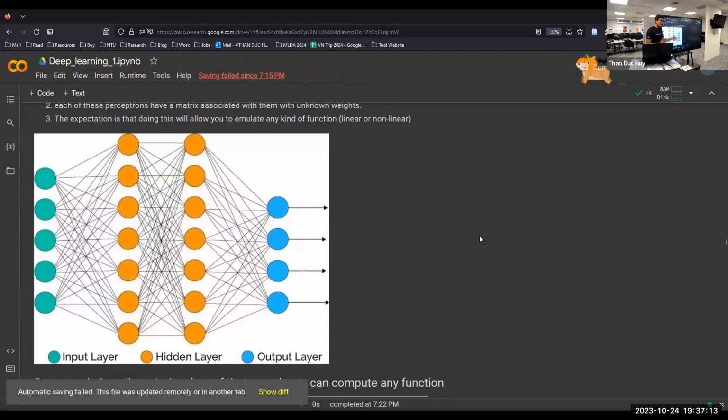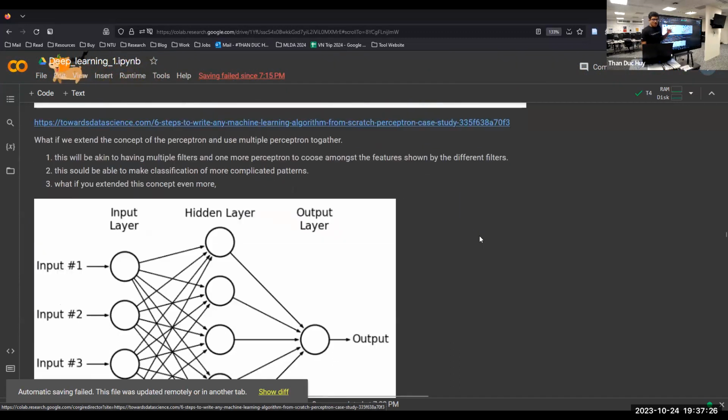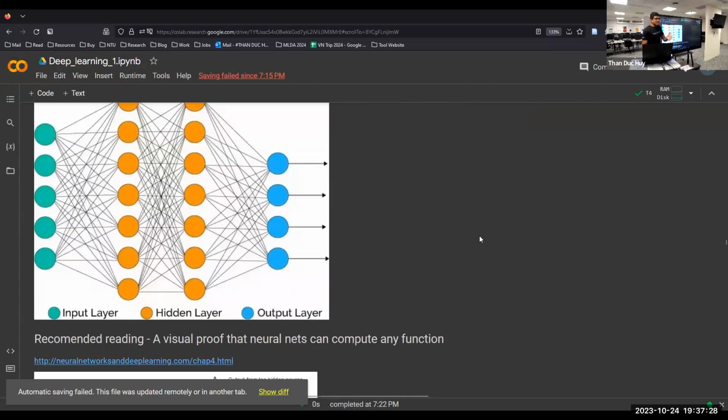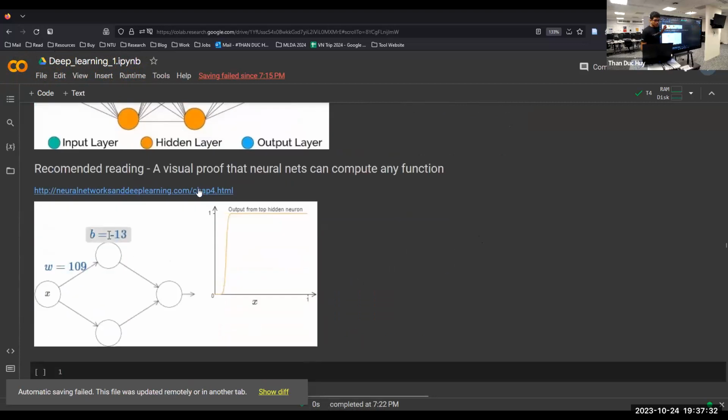Why not just one perceptron, right? As we saw, the perceptron can only figure out simple relationships. What if the relationship was more complicated? What if it was a circle? What if it was in more dimensions? So how does this solve the issue? For that, I would recommend going to this website.